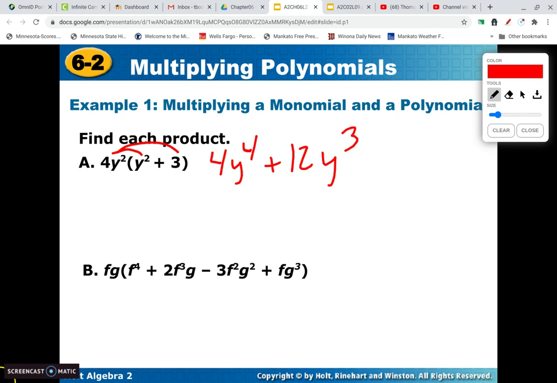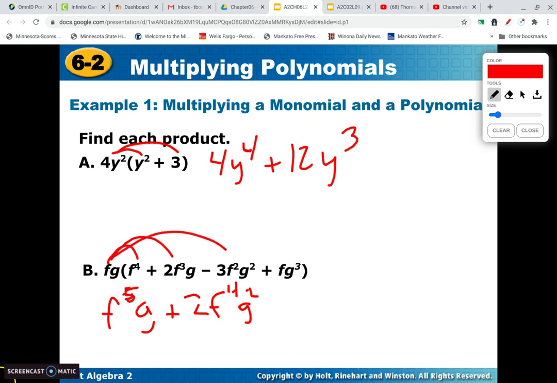There we go. Now, a little tougher with b, when we have two variables as part of each term, always write them alphabetically, otherwise it gets a little confusing. So when we multiply these, well, f times f to the fourth, that would be f to the fifth g. Make that a little easier to see. All right, now here we'd multiply the coefficients first. 1 times 2 is 2. F times f to the third is f to the fourth. G times g is g squared.